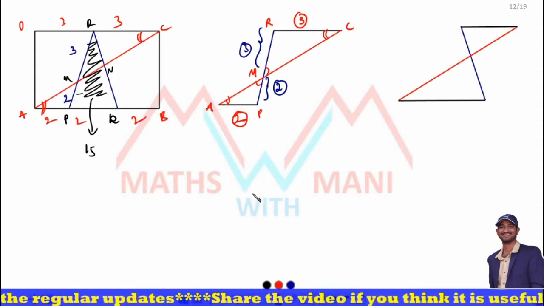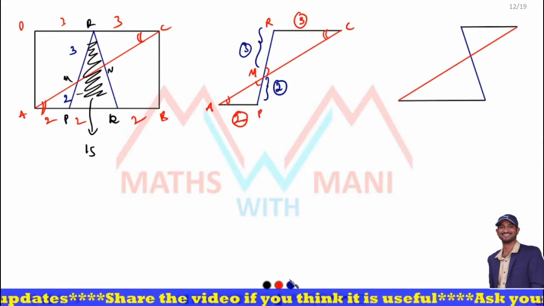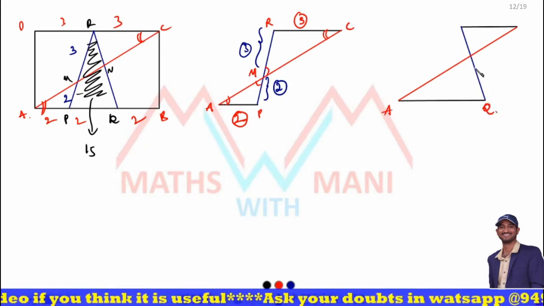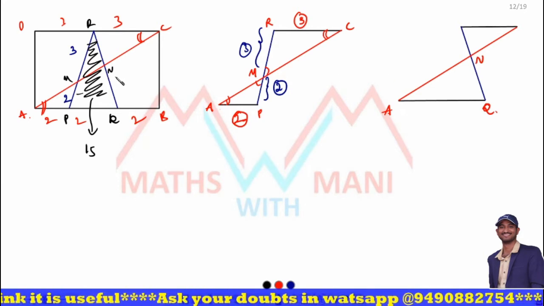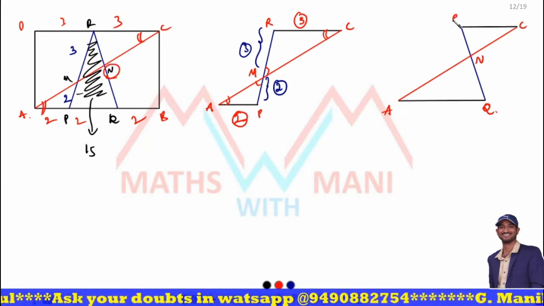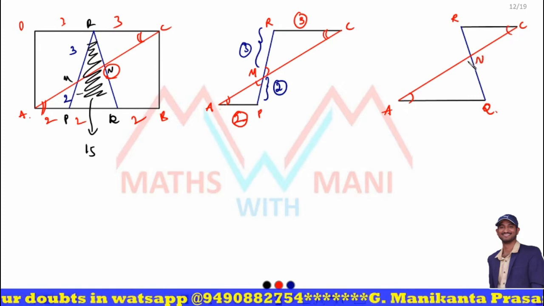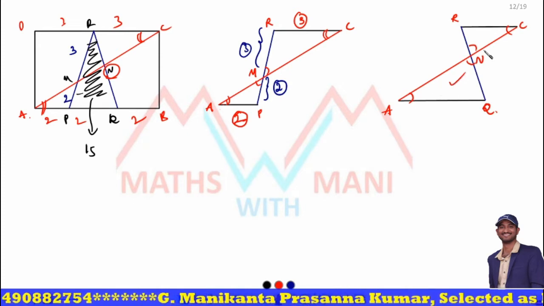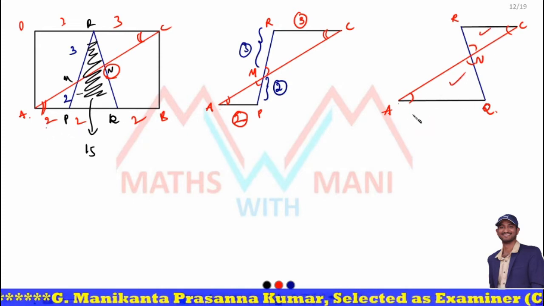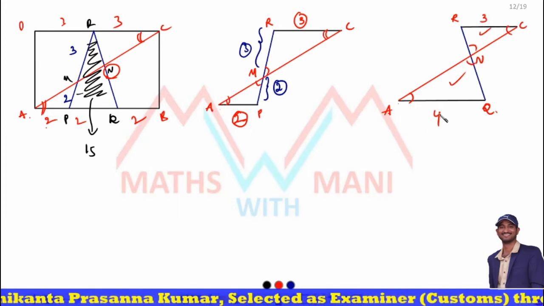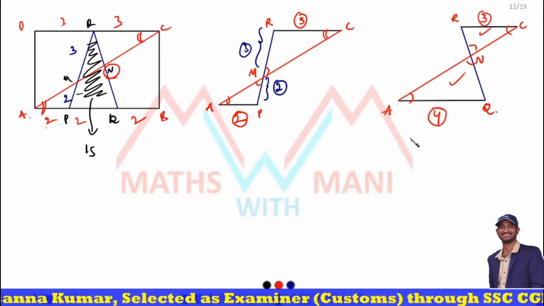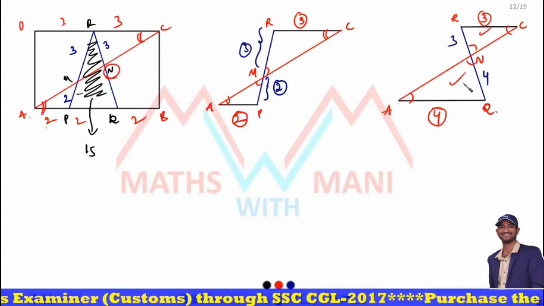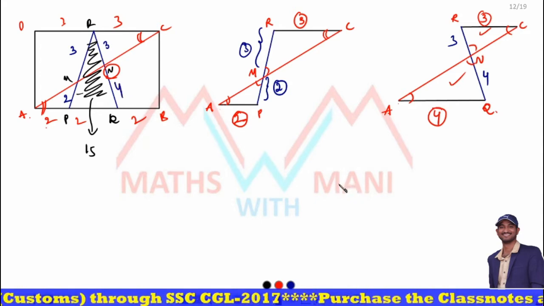Clear? Again, I apply the similarity between the other two triangles. What are those two triangles? See here, AQ and this is N. AQN and CRN. Angle A and angle C are equal, and the angle at N is formed by vertically opposite angles. So again, these two triangles are similar. What is the length of AQ? 2 plus 2, 4. What is the length of CR? 3. So here the corresponding sides are 4 and 3, so the ratio is 4:3. So what is the value of RN? 3 parts. What is the value of NQ? It is 4 parts. Clear?